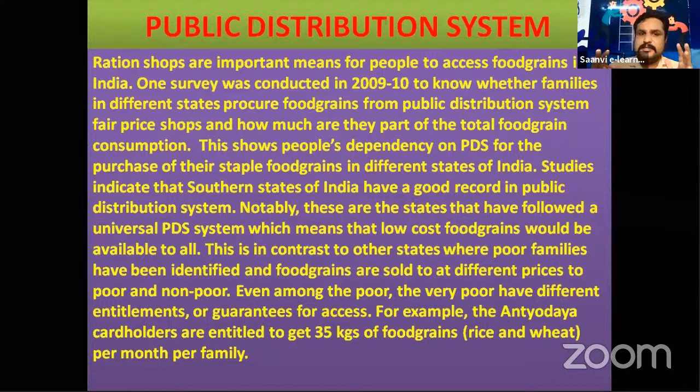You all know that a ration shop is a major thing; in each and every village we have a ration shop. Poor people can get, depending on what they can afford, a white card also; different ration cards are available. Based on that, the public distribution system is very effective, especially in South India when we compare it with North India. This shows people's dependency on the PDS for the purchase of their staple food grains in different states of India. Studies indicate that southern states of India have a good record in the public distribution system. We are proud, because southern states like Telangana, Andhra, Tamil Nadu, and Kerala have a key role since we are utilizing the public distribution system.